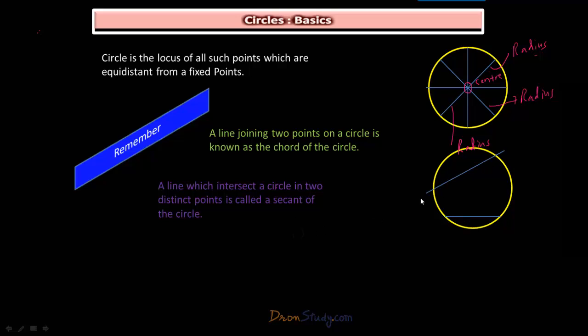So a line joining 2 points on a circle is known as the chord of the circle. Then here this line is passing through 2 distinct points, 2 different points of a circle, then such line is called the secant of the circle. So secant of a circle is a line which intersects a circle in 2 distinct points. This line intersects the circle at this point and at this point, and so this is called the secant of the circle.